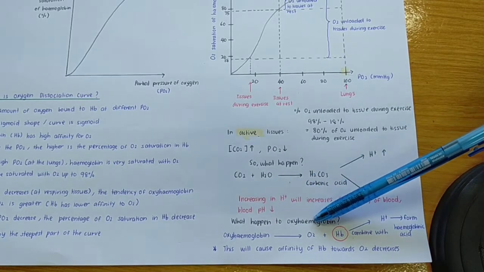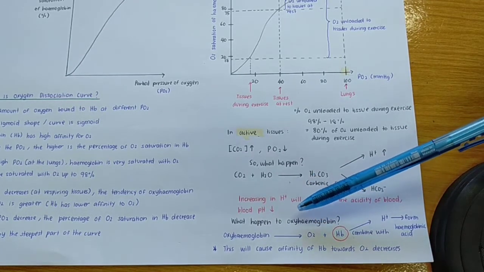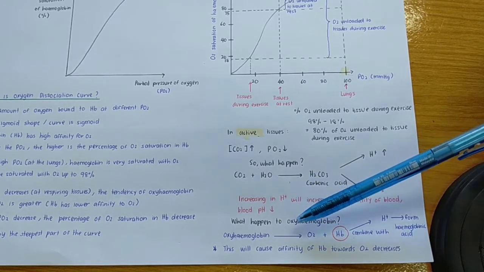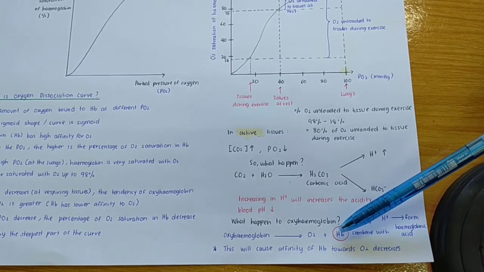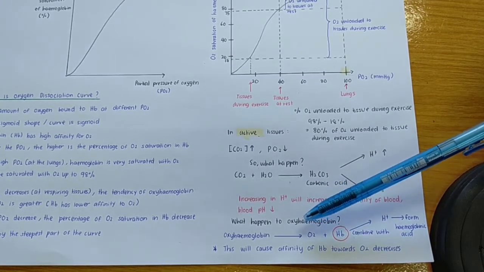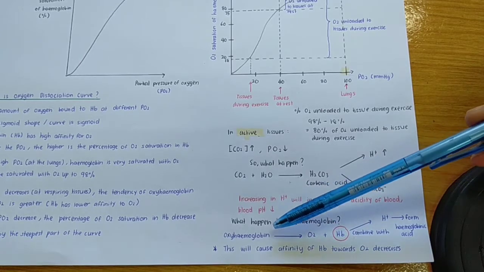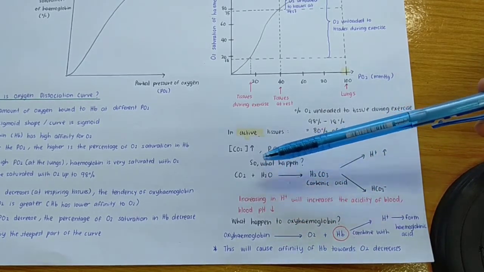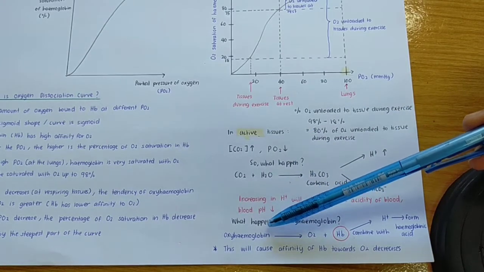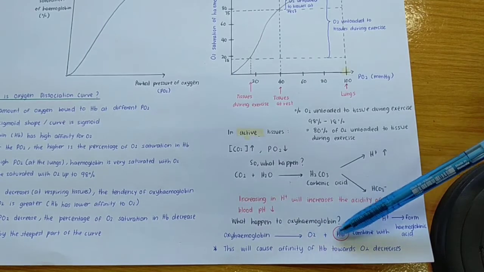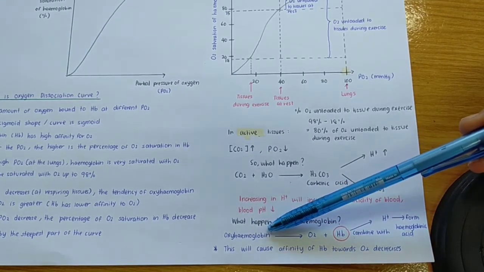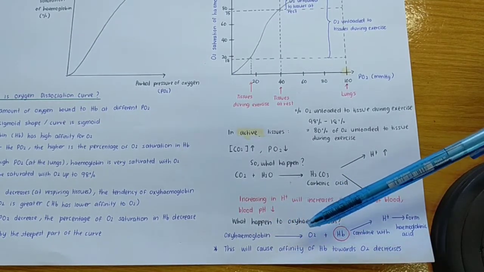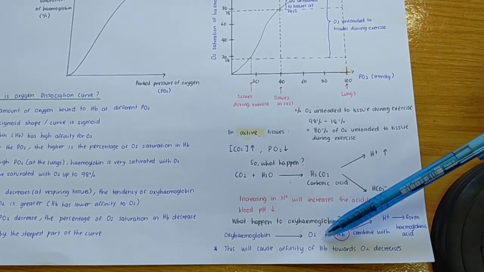Okay, so what happened to oxyhemoglobin? So kita tahu oxyhemoglobin actually is a combination between oxygen and also hemoglobin. Means that bila oxygen bind kepada hemoglobin, it will form oxyhemoglobin. So dalam keadaan carbon dioxide yang tinggi, what happened to oxyhemoglobin? It has greater tendency to release oxygen. So daripada oxyhemoglobin, when it dissociates, it will become oxygen and also hemoglobin.